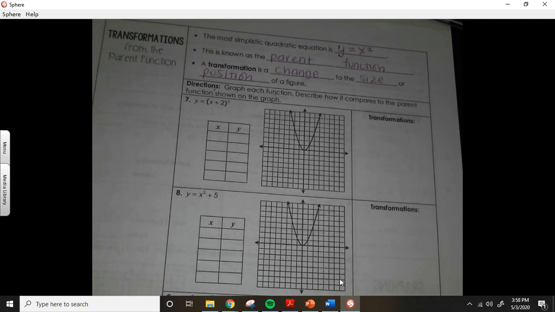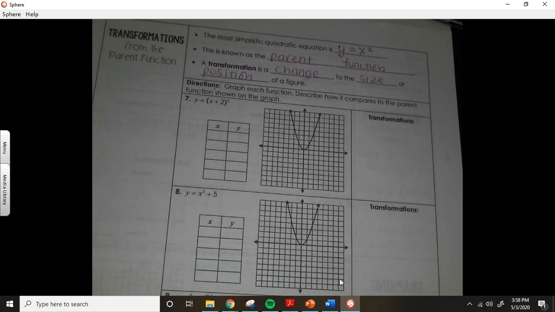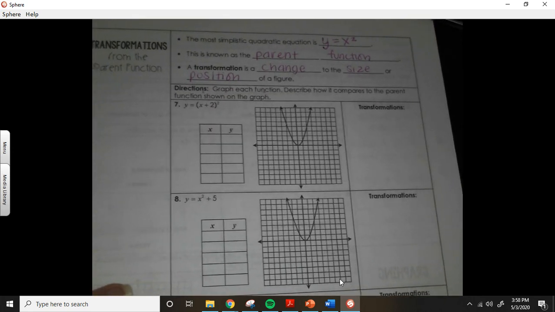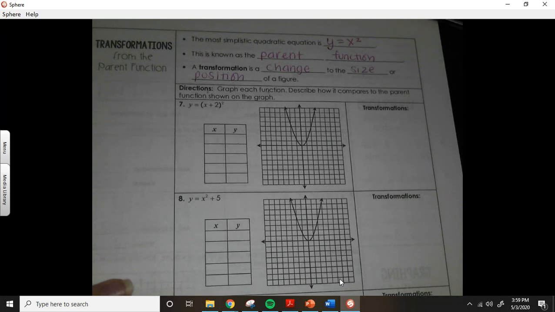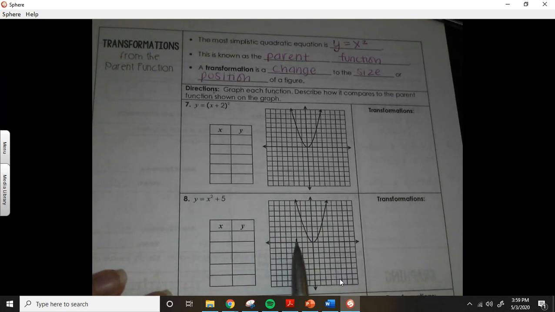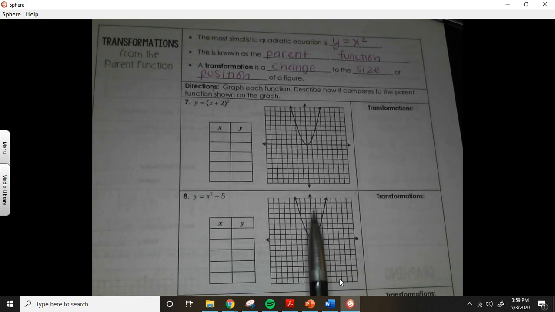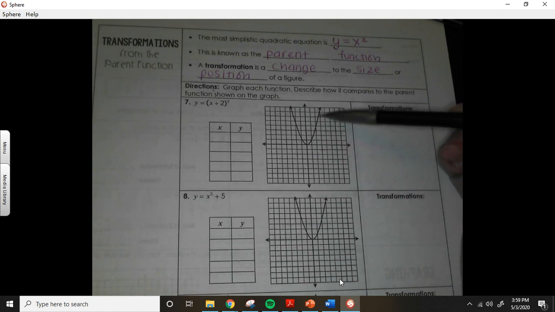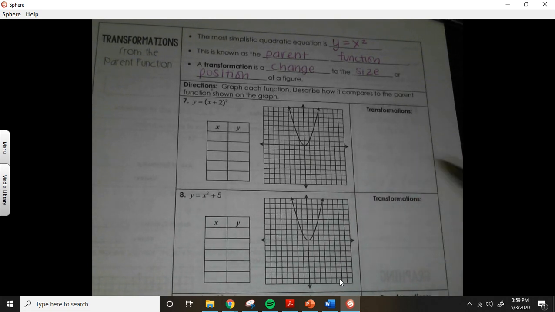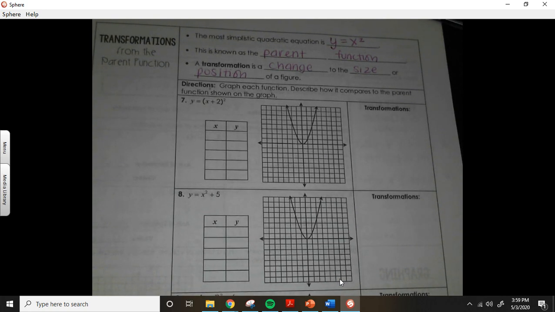A transformation is known as a change to the size or position of that graph, okay? So in each of these problems that follow, what's there for you already is the parent function. So this is the parent graph, and we have to graph the other one, and I'm going to do it in a different color, hopefully I don't make a mistake, is going to be the actual graph, and we're going to describe what happens to it. We're going to describe how it changes.